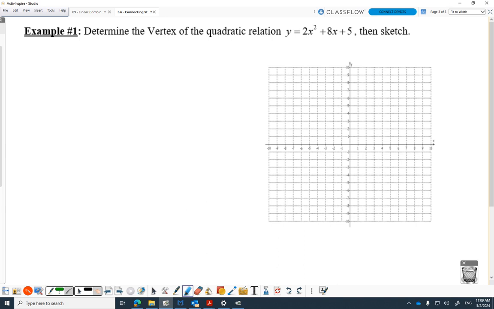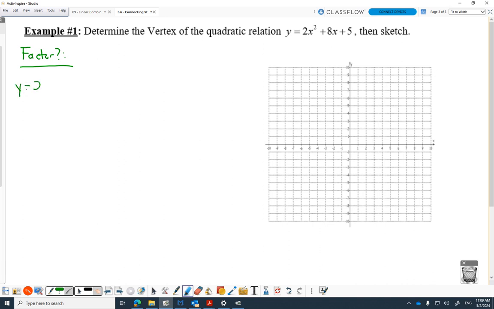It says, determine the vertex of the quadratic relation, then sketch. Factor! But this time, factor question mark. For the first time, factor question mark. Because now I'm giving parabolas permission to not factor. Review so far, Josh. All we've done is, what if it doesn't factor? That's all I've done. I spoke for 10 minutes to say, what if it doesn't factor?